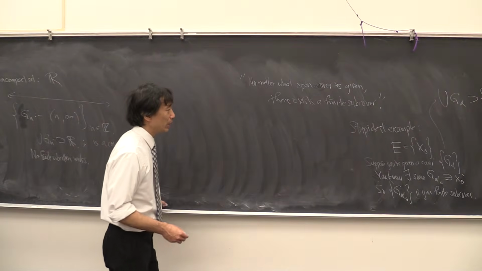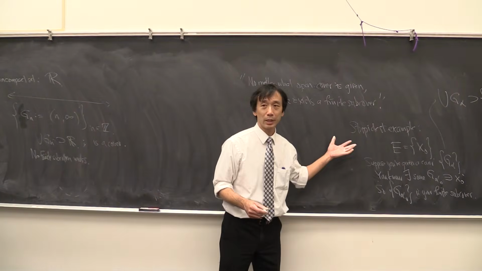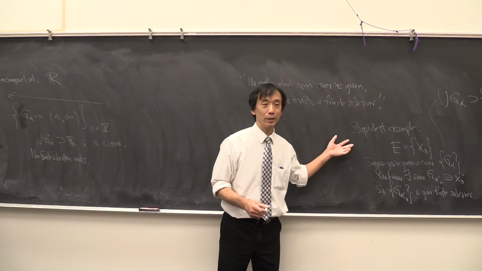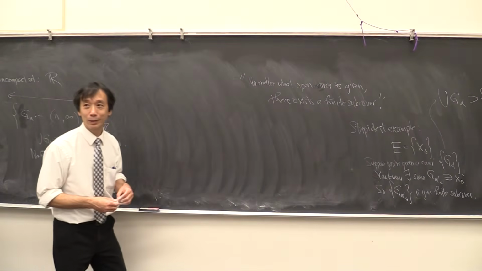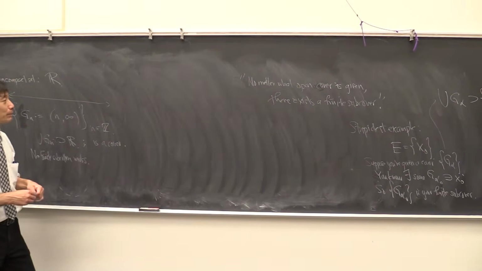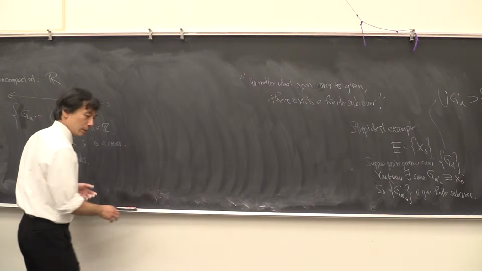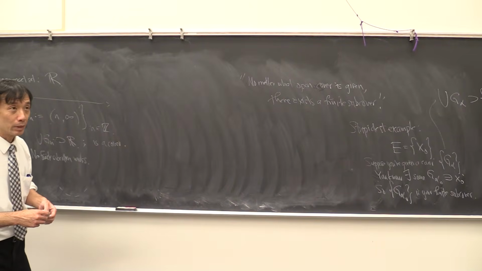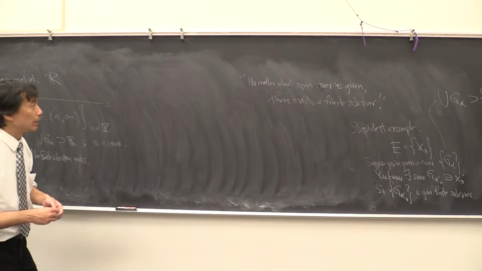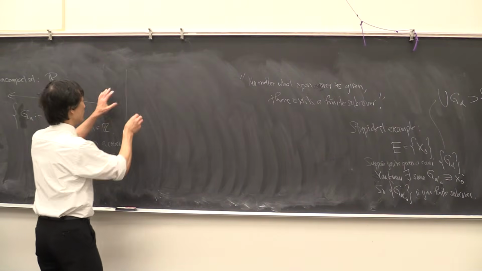So what does compactness mean? It means that your set is kind of finite. It's like a finiteness for infinite sets. Let me give you a couple more examples that will illustrate that point.